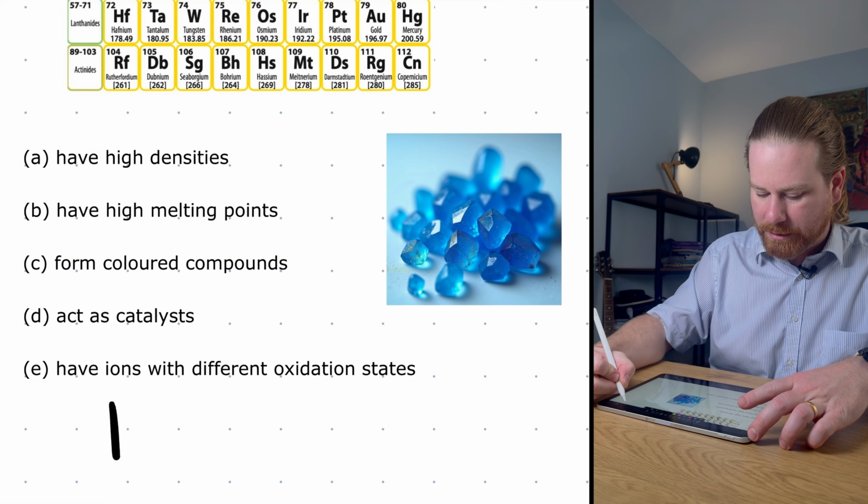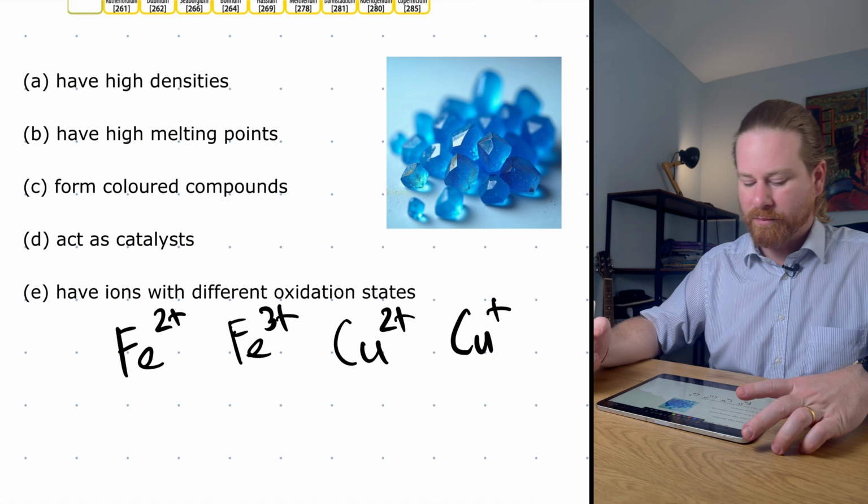You don't need to worry too much about why. You'll learn about that in A level and IB. But for now, you just need to be happy that they can have these different charges. So how do you know how to write the formula for these metals? Because if they've got a different charge, that's going to give them a different formula.